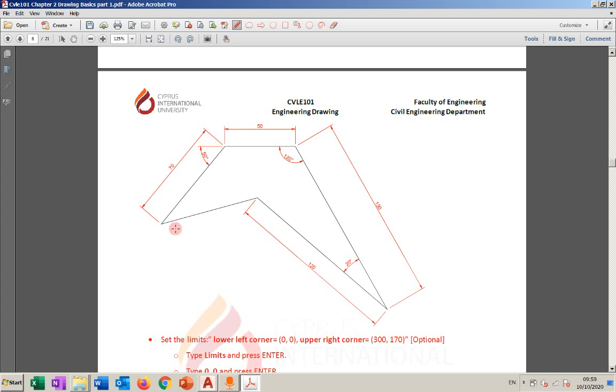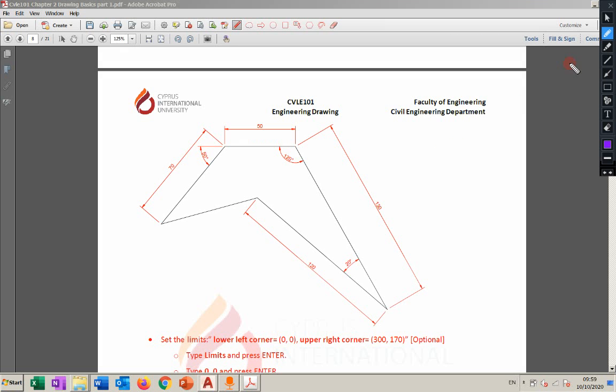So all of the lines here, we're going to draw them by using the polar coordinate system. Remember how we tell AutoCAD we're going to use polar coordinates: we give the length, then we use the symbol for the angle, then we give the angle to AutoCAD. This is how we give information to AutoCAD for the polar coordinate system. We give length first, then this symbol, then the angle. And for the angle we know positive or negative according to the direction. So let's see how we draw this one.